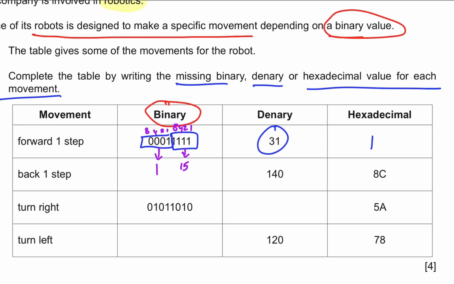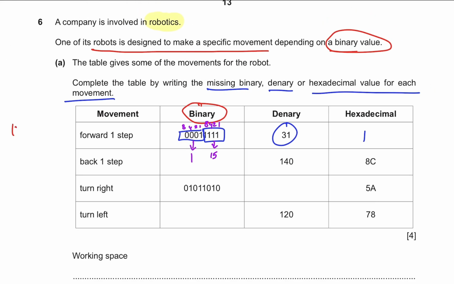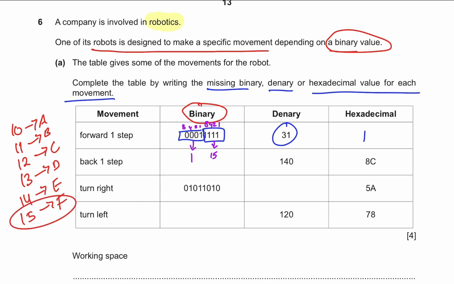What is for 15? If you look at the hexadecimal chart, 10 is for A, 11 is for B, 12 is for C, 13 is for D, 14 is for E, 15 is for F. So I think you will be needing this one. Okay, so 1F should be your answer. Then we move forward to the next part.